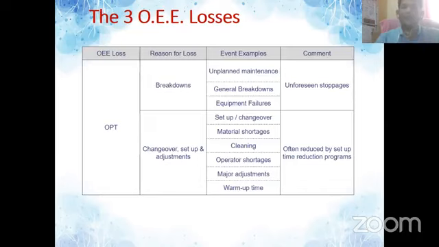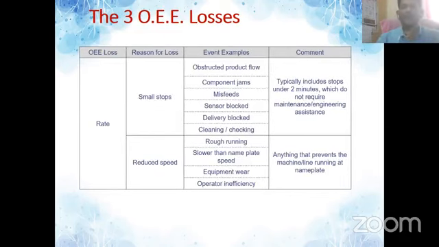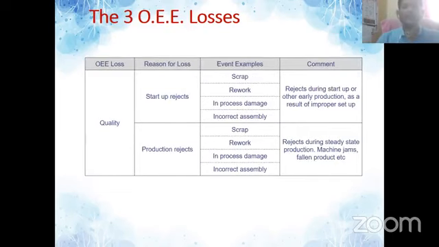Then changeover, setup and adjustments. There are setup changeover, material shortages, cleaning, operator shortages, major adjustment, warm-up time, etc. In case of OE rate loss, there are small stops, reduced speed. There are different examples and comments of the OE losses. Likewise, quality: startup rejects or production rejects. In startup rejects, like scrap, rework generation, in-process damage, incorrect assembly. In production rejects, scrap, rework, in-process damage, incorrect assembly.